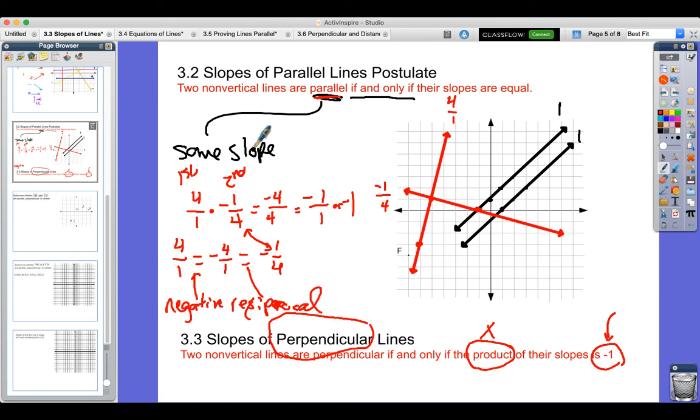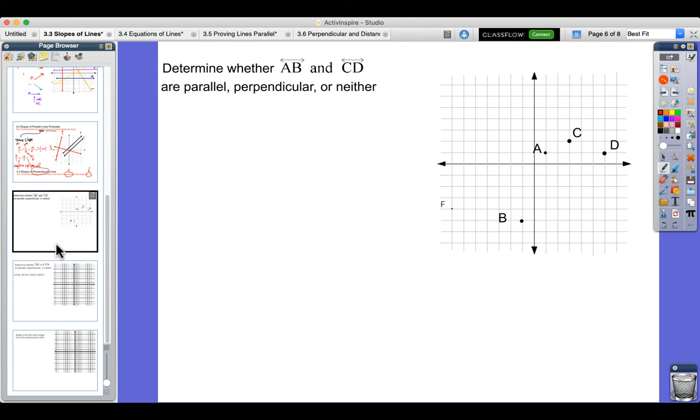Parallel lines have the same slope, so they're both the same slope right here. Perpendicular lines have negative reciprocal slopes. All right. That being said, I'm going to ask you some questions.